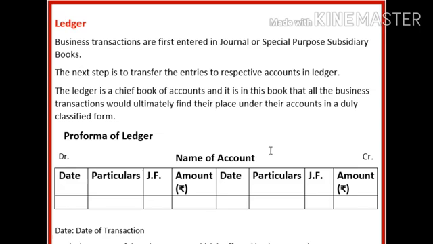And this is the format of the account in the ledger. In the center, you will write down the name of the account. On the left hand side, you will write down debit. On the right hand side, you will write down credit. And a total of 8 columns will be there. First column for the date, second for particulars, third for journal folio, JF. Fourth column for amount, and the same 4 columns will appear on the credit side.